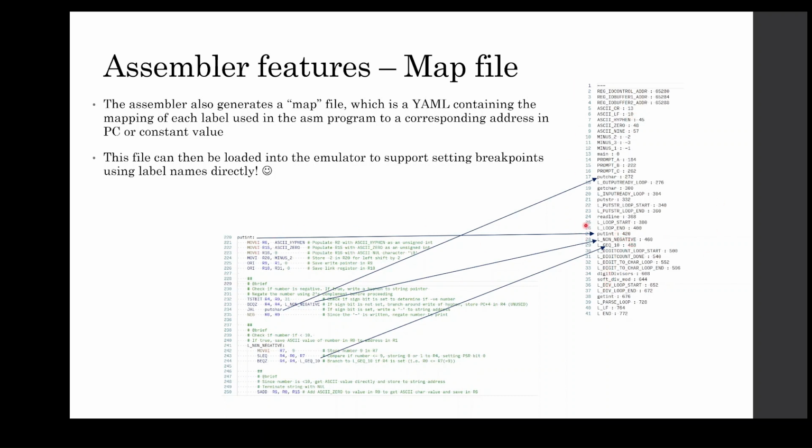Now, using this file, when running the program under emulation, we can set breakpoints using the label names directly, rather than having to find out the numeric value of the address corresponding to that label and then using that to set breakpoints.